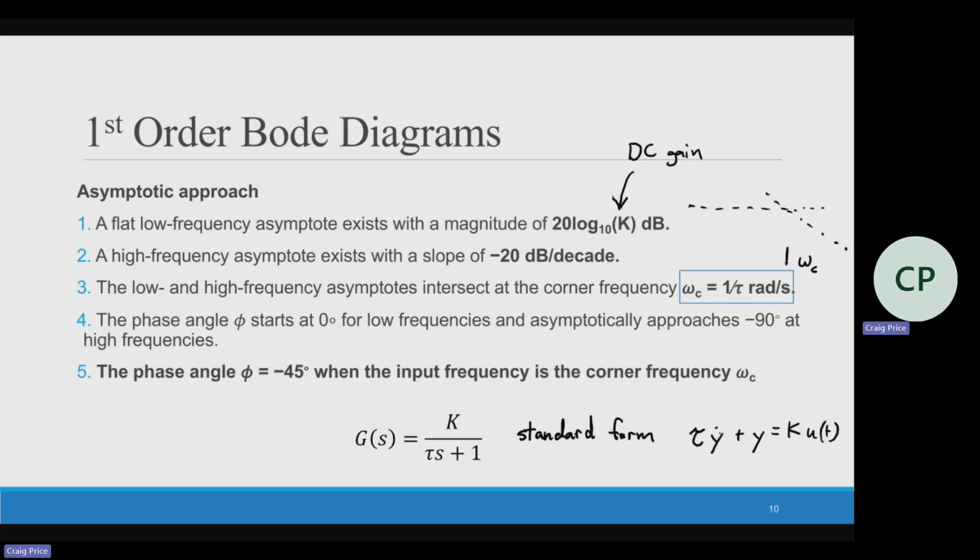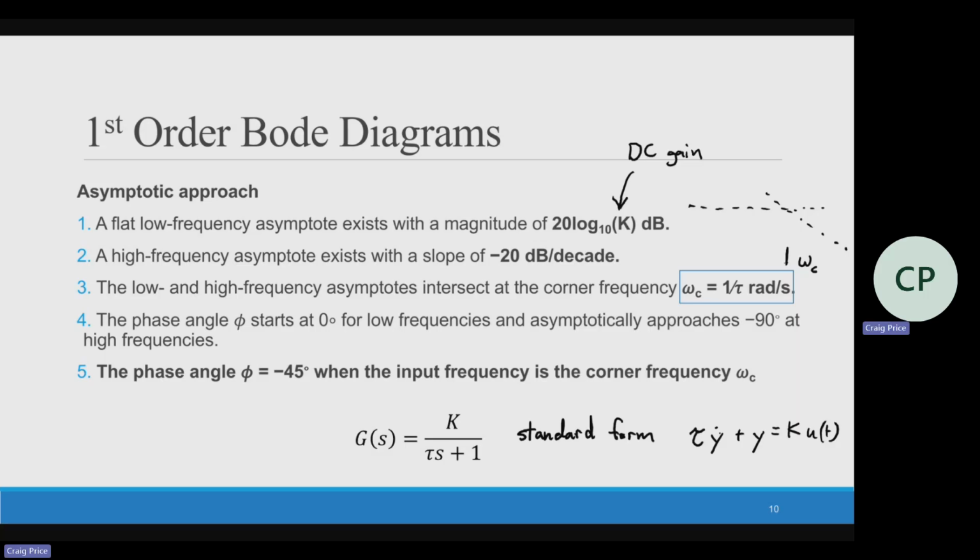So we've got this line, we've got this line. Where do they match up? Well, they intersect at the corner frequency. So the corner frequency is equal to 1 over tau. That's radians per second. Tau is the time constant. So we know about DC gain, we know about the time constant. This is where those two lines are going to intersect. This is the corner frequency. This is where that magnitude turns the corner, based on tau, how quickly it responds to inputs.